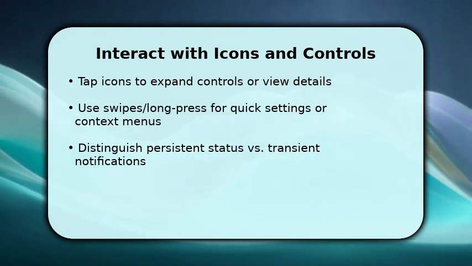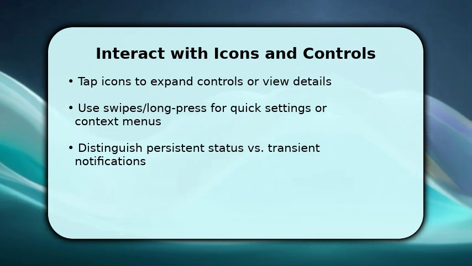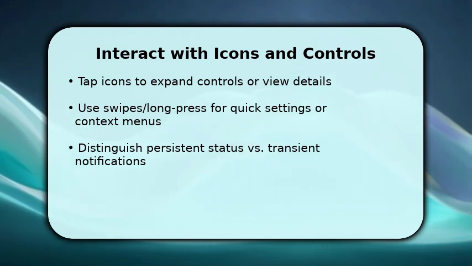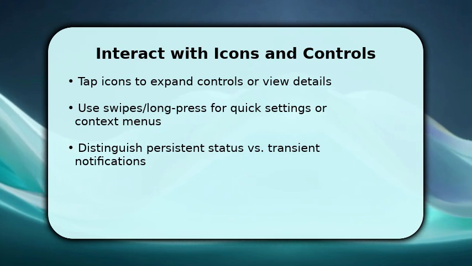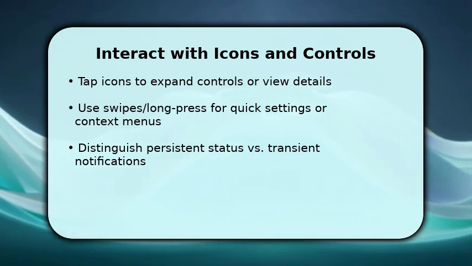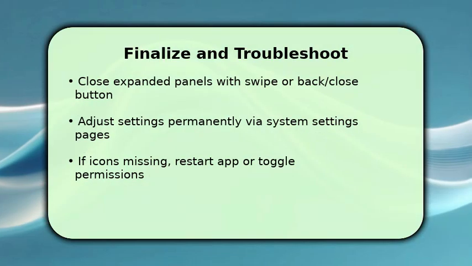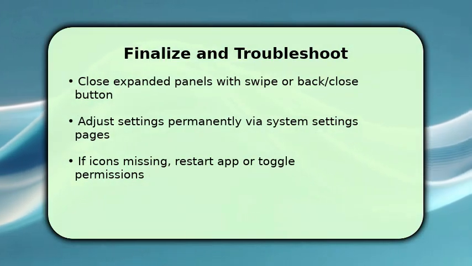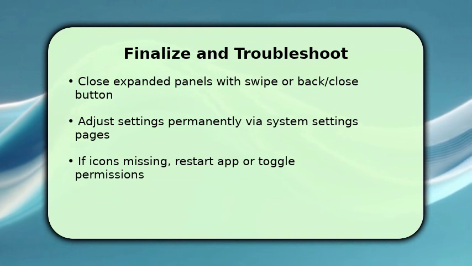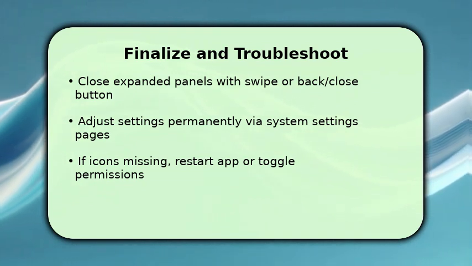Make sure to watch for transient banners that disappear. If you need them, act immediately or swipe down to capture the full notification history before it vanishes. You finish by closing panels and confirming changes. Swipe up or tap outside to dismiss the status view, then test any toggles you altered to ensure they stick.